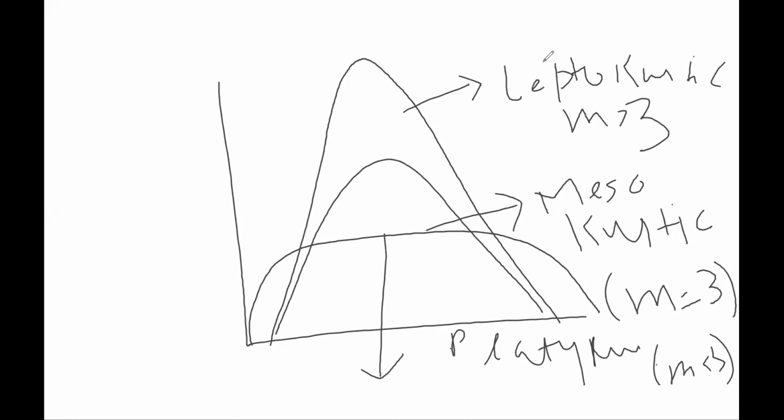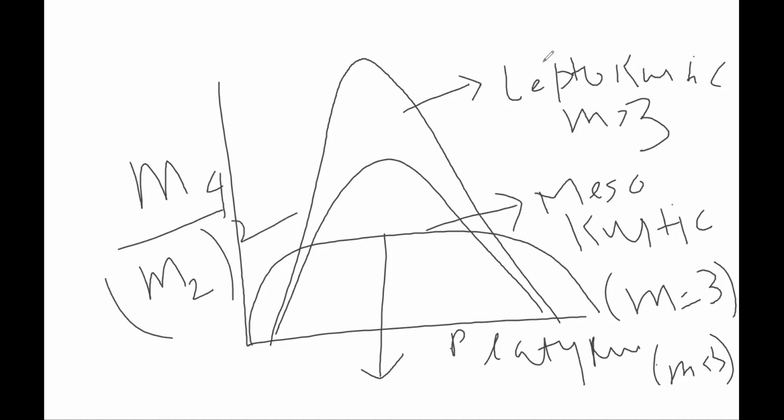So the formula for skewness is M3 divided by M2 to the power 3 by 2. The formula for kurtosis is the fourth moment divided by the second moment squared. This is called kurtosis and it is represented by beta. This is an important concept of leptokurtic, mesokurtic and platykurtic.